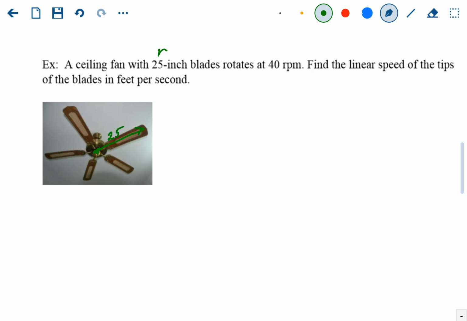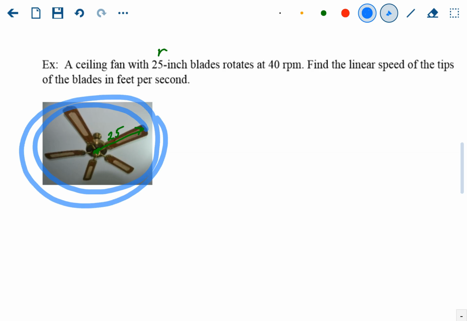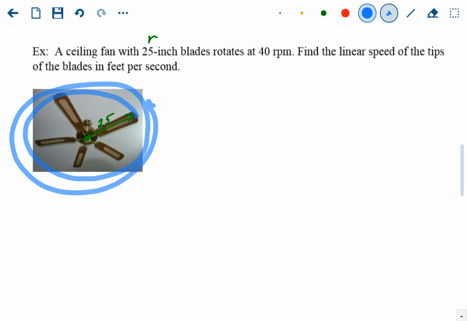What that means is that this point on this blade goes around the circle 40 times in 1 minute. Each time it goes around the circle, it goes a certain distance, and we're going to have to find that certain distance times 40. Then we're going to figure out in that single minute span how fast it is going, so what's its distance divided by time? The problem says find the linear speed of the tips of the blades in feet per second. This is important because it's asking for feet per second, but we have inches, and RPM is per minute. So we're going to have to do some conversions at the end.